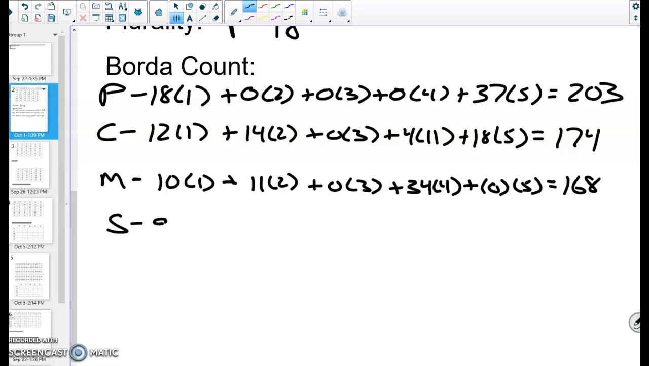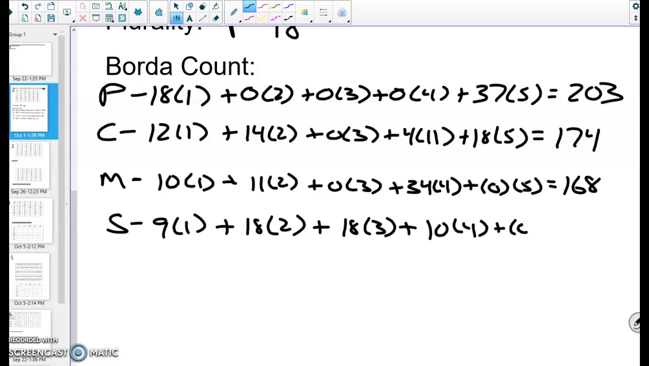S, 9 first place votes. It had 18 second place votes. It had that first column. It had 18 third place votes, the second, fifth, and sixth columns, and that added up to 18, so 18 third place votes. It had 10 fourth place votes, and obviously had 0 fifth place votes. So we're looking at a total of 139.